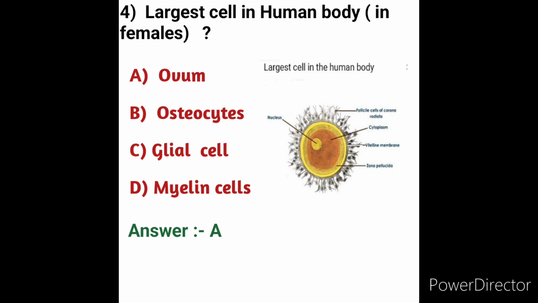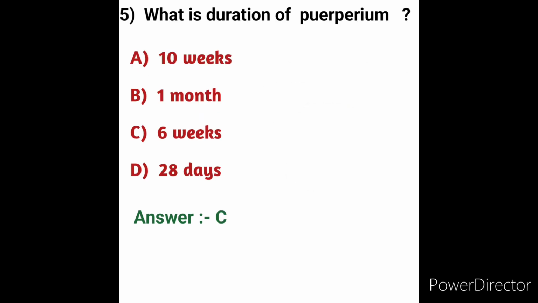Next, move on to question number 5. What is the duration of puerperium? Puerperium means the period a pregnant lady goes through after birth. Options: option A 10 weeks, option B 1 month, option C 6 weeks, and option D 28 weeks. The period of about 6 weeks after childbirth is called puerperium. During this period the mother's reproductive organs return to their non-pregnant condition. Option C is the correct answer.